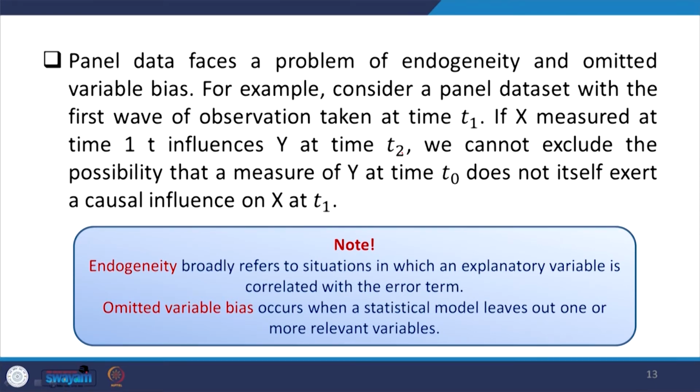Coming to some examples, consider a panel data set with the first wave of observation at time t1. If x measured at time t1 influences y at time t2, we cannot exclude the possibility that a measure of y at time t0 does not itself exert a causal influence on x at t1. Okay. So, basically over the time period, how the influence is observed is very difficult to capture, and how it is captured, because of the problem of endogeneity and omitted variable bias, is a matter of concern. Those are the challenges attached to panel data to tackle.